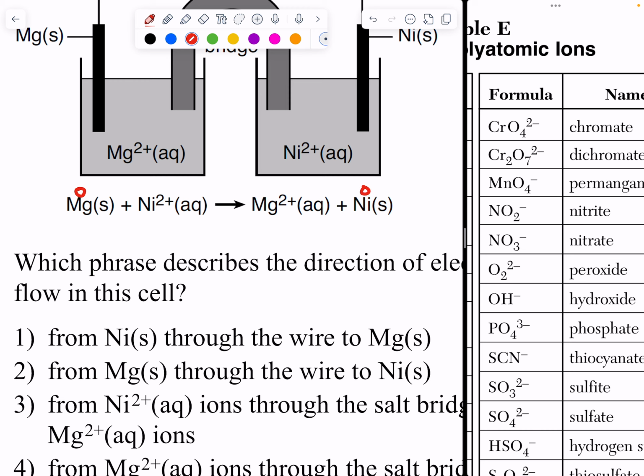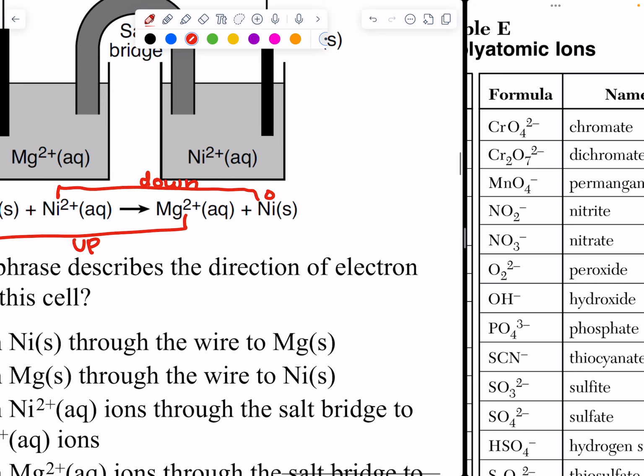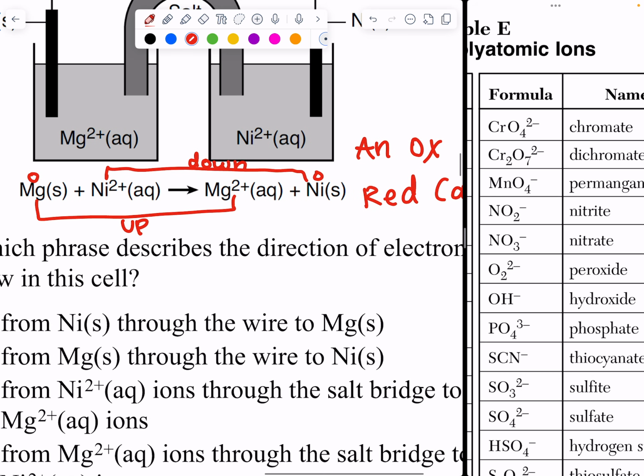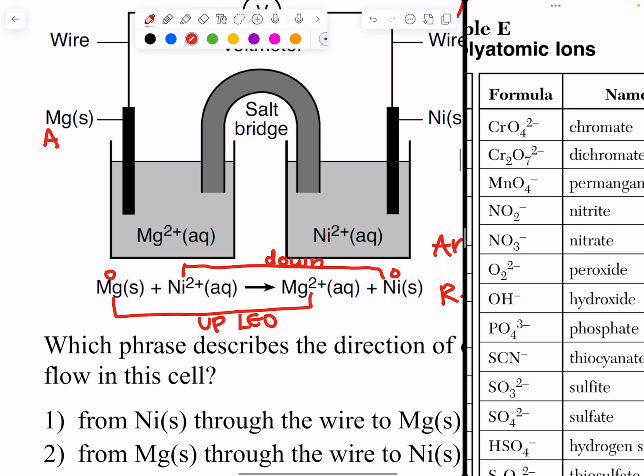To find my oxidation numbers that aren't listed, magnesium is going from 0 to +2. What's happening? It's going up. Nickel is going down. Just like we did in the last question. An ox, red cat. So which is the anode and which is the cathode? The anode is where oxidation is occurring. What's up, LEO? Oxidation. So magnesium is the anode.